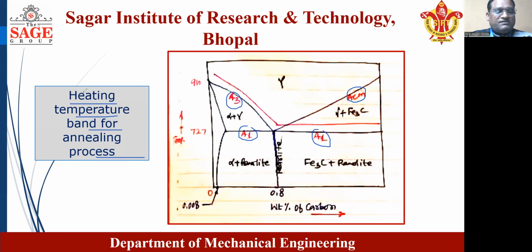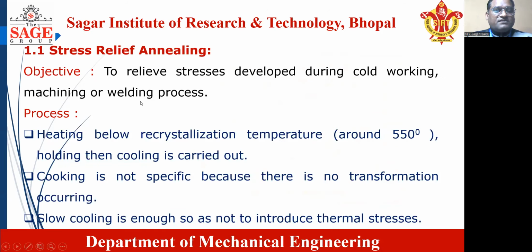So we will discuss the sub-annealing processes one by one. The first process is known as the stress relief annealing process. All the different types of sub-annealing processes will be discussed in this session. All these processes take place below the A1 curve, below the lower critical temperature. The heating temperature limit is below the A1 curve. This is common for all sub-annealing processes.